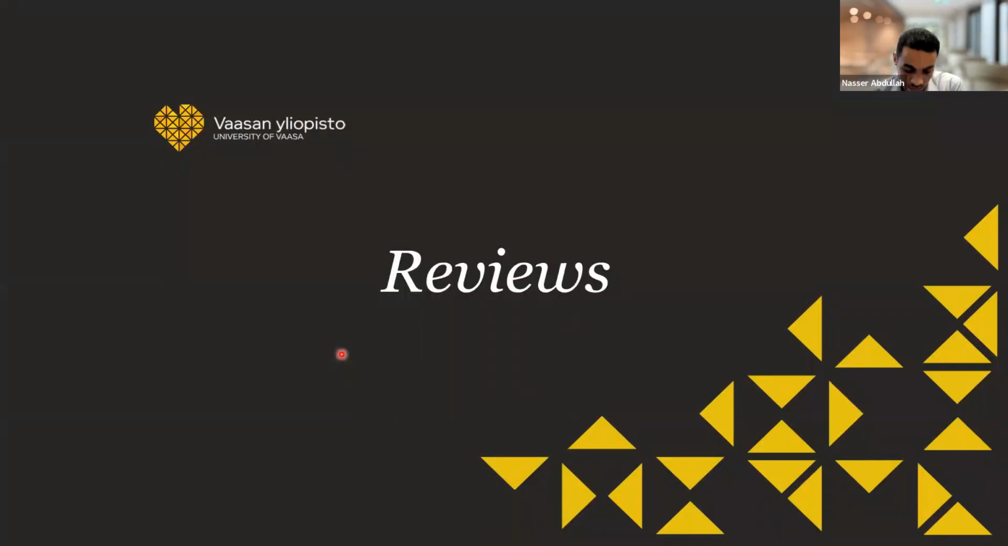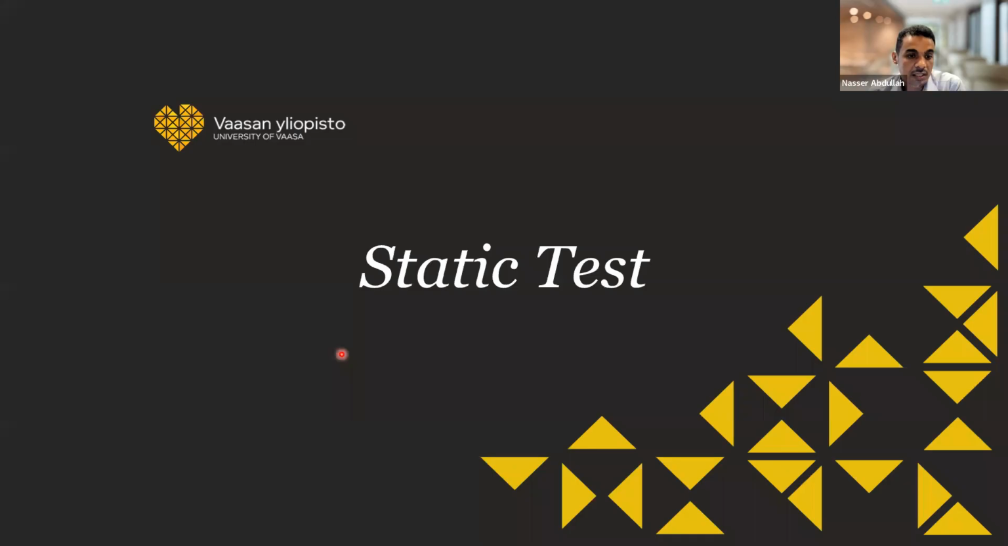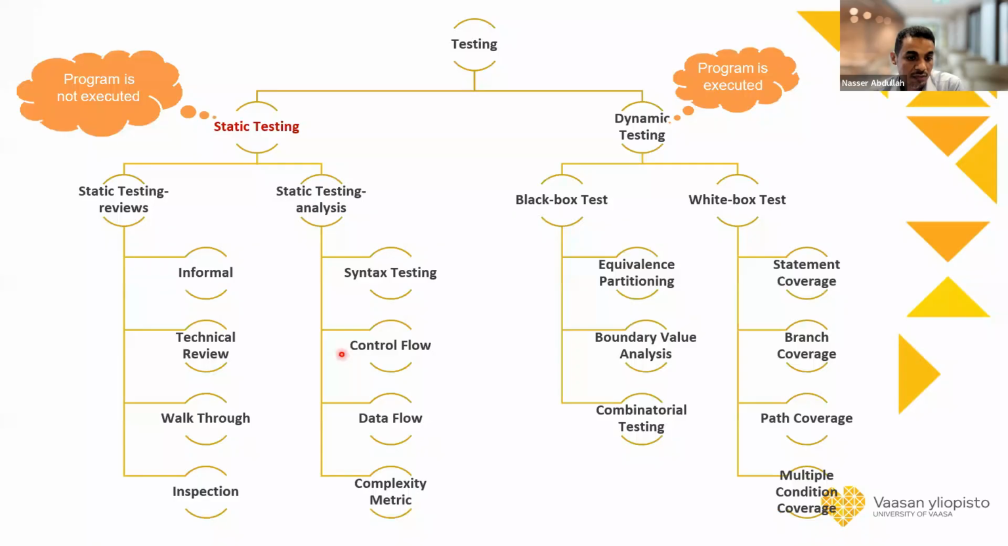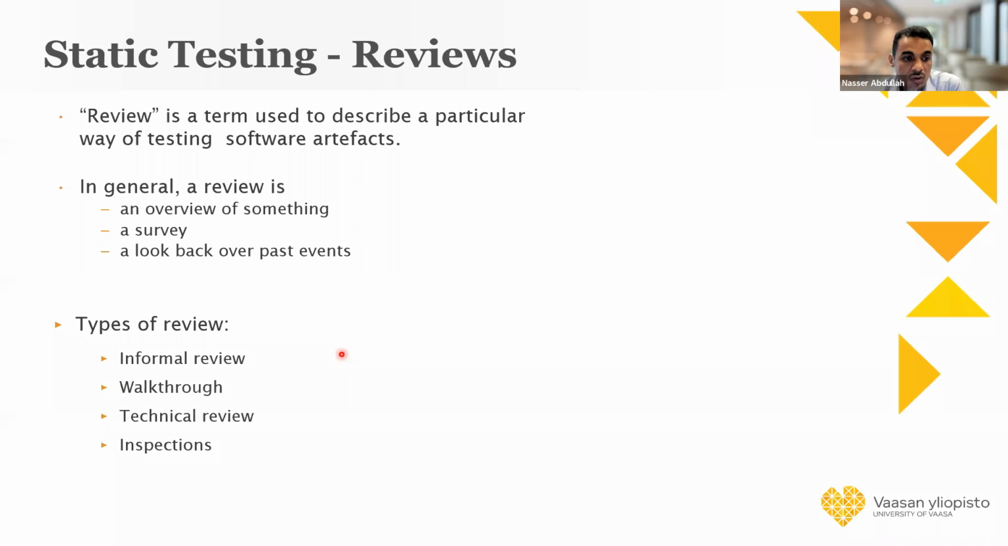So here, in the first tab, as I mentioned, we have different types of static testing. Let's go to the first page, which has the review and static analysis. The first one is review. From the word review, it's about trying to overview something, trying to investigate something.